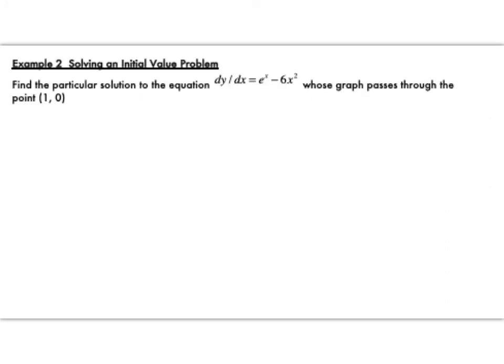Okay, so we're going to find the particular solution to the equation dy over dx is equal to e to the x minus 6x squared when the graph passes through the point (1, 0). First step is we're going to find out what y is. To do that, we need to multiply both sides by dx, and that's a critical step. I'm going to say this right now: we want to get into this habit today, right away.